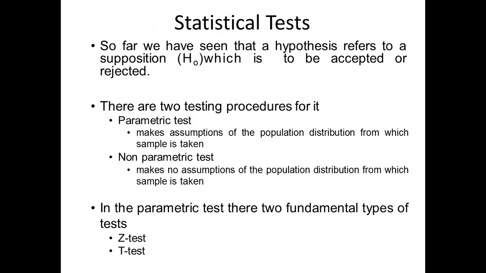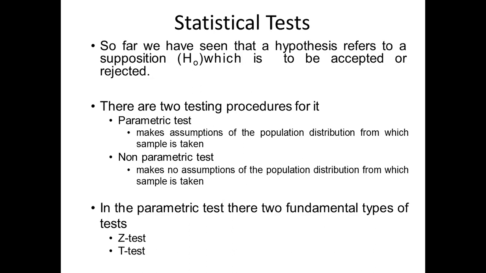Now, statistical tests. So far, we have seen that a hypothesis refers to a supposition H naught, which is to be accepted or rejected. Now, in statistics, there are two testing procedures for it. This hypothesis testing is done under the umbrella of two categories. Either we can have a parametric type of test or a non-parametric type of test. By parametric type of test, we mean that we make assumptions of the population distribution from which the sample is taken. And that basic assumption is that it follows the central limit theorem and it is normally distributed, right?